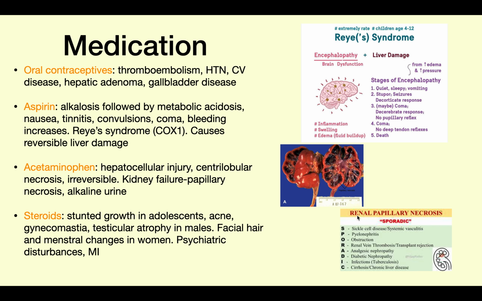So in the renal papillary necrosis, this is the mnemonic SPORADIC, so it can be caused by sickle cell disease or systemic vasculitis, pyelonephritis, so an infection. It's going to cause the pus, obstruction, renal vein thrombosis or transplant rejection, analgesic nephropathy, so that's going to be the acetaminophen overdose, diabetic nephropathy, infections, in particular tuberculosis, and liver disease.